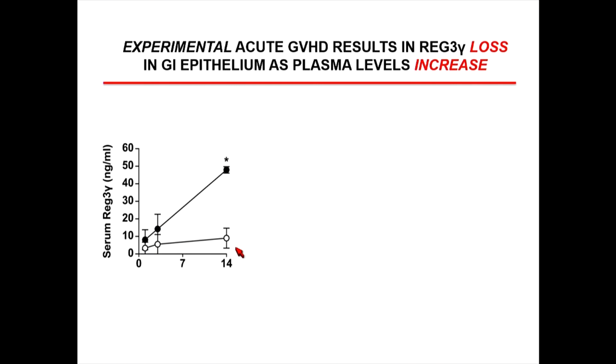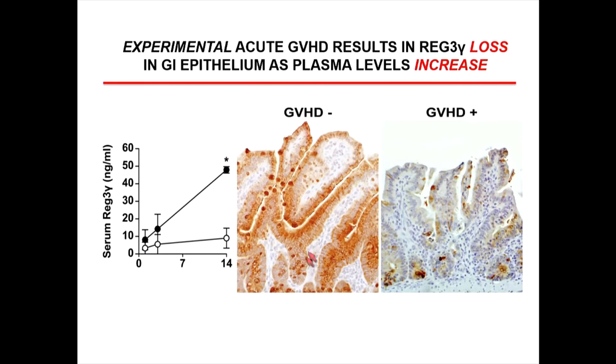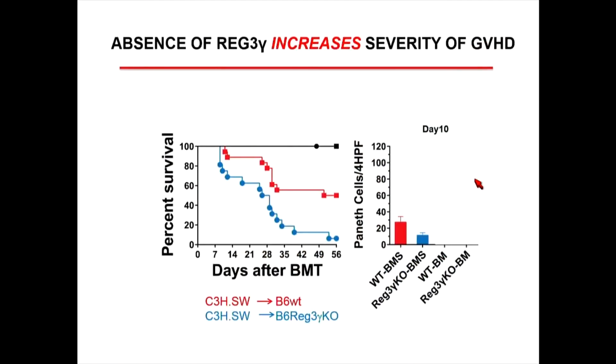Black is GVHD, white is not. And what you see is that in the animals without GVHD, there is this massive upregulation of Reg3 throughout the villus, whereas if the animals do have graft-versus-host disease, there's actually very little. That suggested that Reg3 was important.